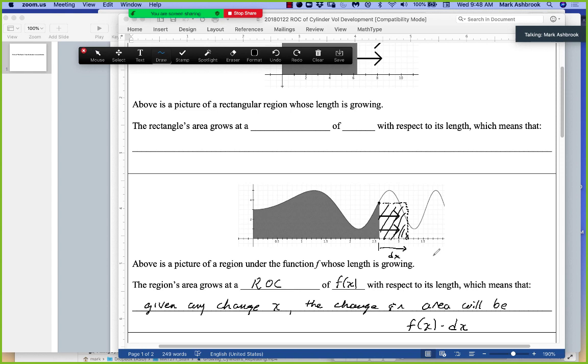Do you see that that's not accurate? What change in area do I need to get? I need to get this. You're missing that top part. Yeah, I'm missing this whole thing. So this doesn't really work anymore, right?